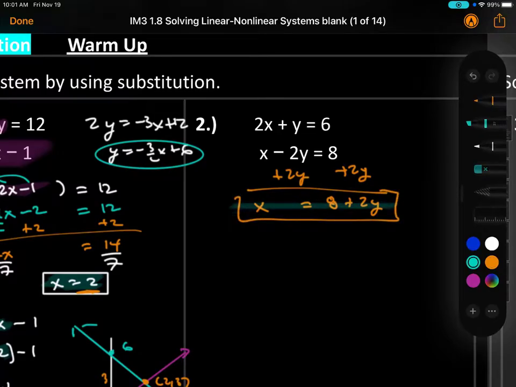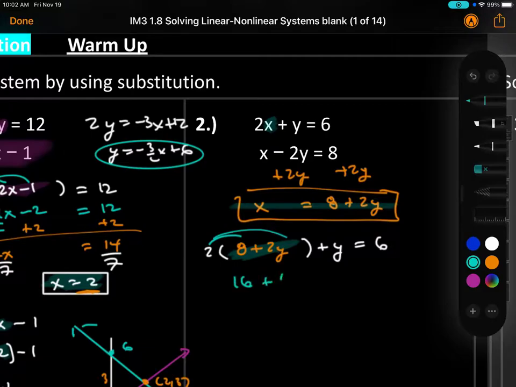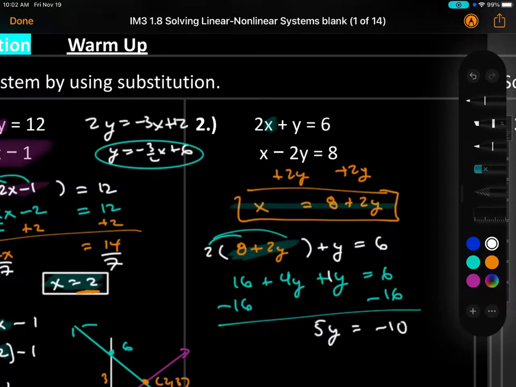Now that I have x by itself, I can put that back into the first equation. Do not put it into the second equation because that's the one we just worked with. So instead of writing 2x plus y, I'm now writing 2 times my substitution here, (8 plus 2y), plus y equals 6. Now we can just solve for y here. I have 16 plus 4y plus y equals 6. And then we're just going to solve here. 5y equals negative 10, and y equals negative 2.